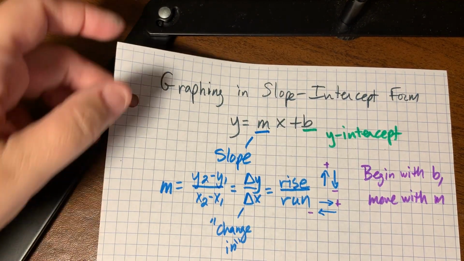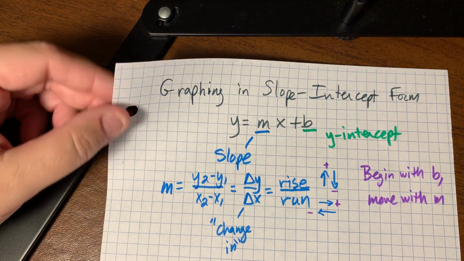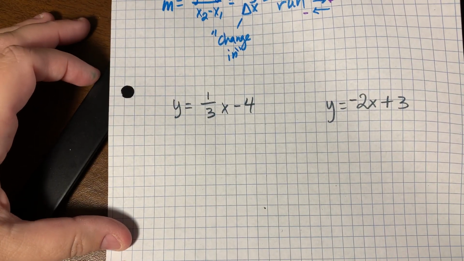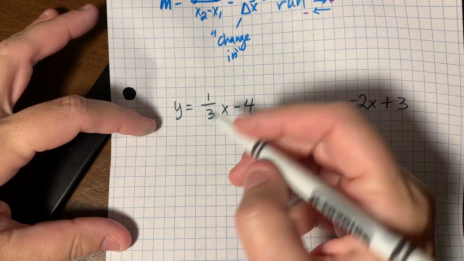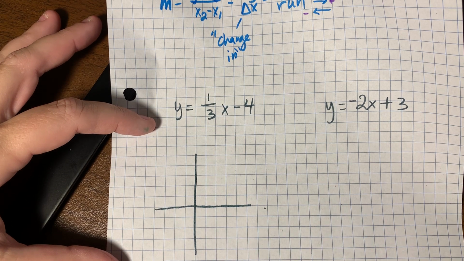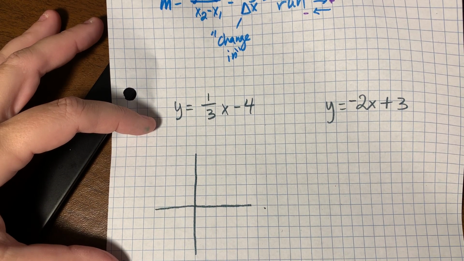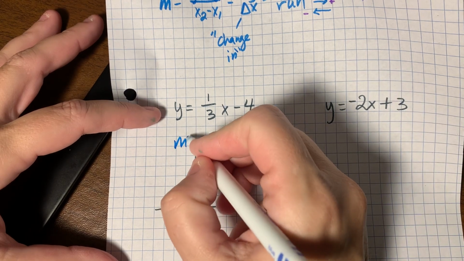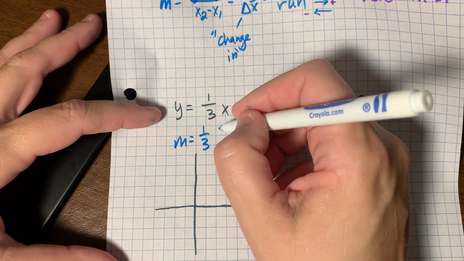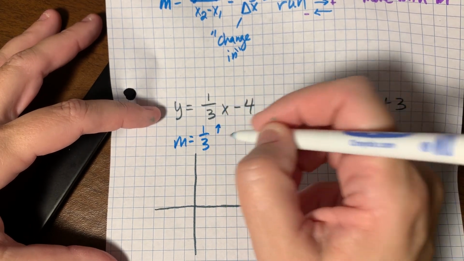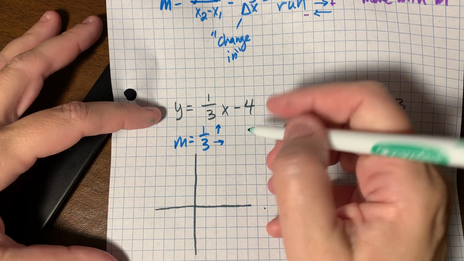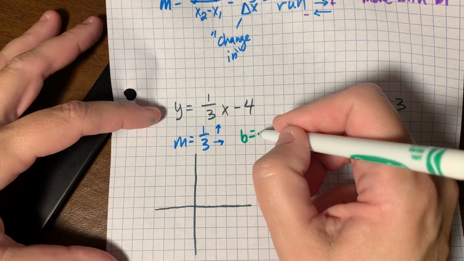Okay, so let's put this to practice and see if we can figure out how to graph these. We've got two functions here. We have 1/3 x minus 4. So I'm going to get my axes ready to go, and we're going to go ahead and graph this thing. So the slope is 1/3. Notice that they're both positive. That means I'm going to be going up 1 and right 3. But before I do that, I need a start point. That's my b value of -4.